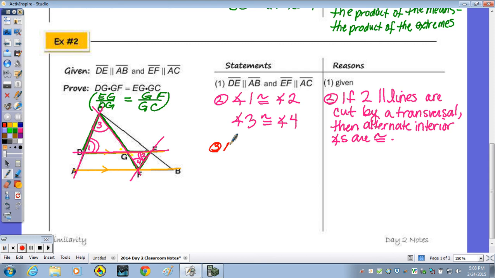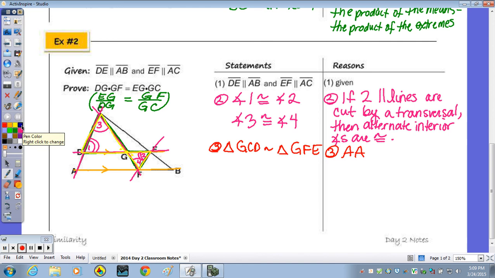So number 3, triangle blank is similar to triangle blank. Your similarity statement has to be in order of congruent angles. So if I start with G and I go G, C, D, I have to go in the same direction of angles of congruency. So angle 3 was congruent to angle 4. So I'm going to go G, F, E. And again, that is by angle, angle. Now after angle, angle, I've already proven the triangles are similar.